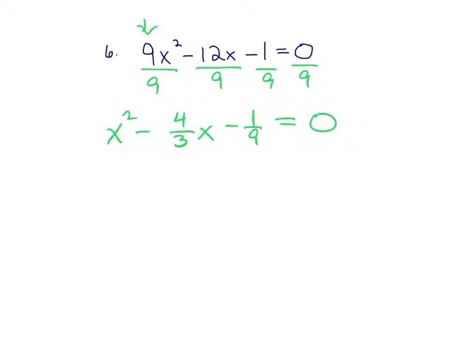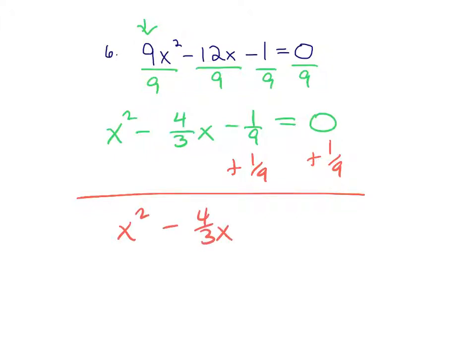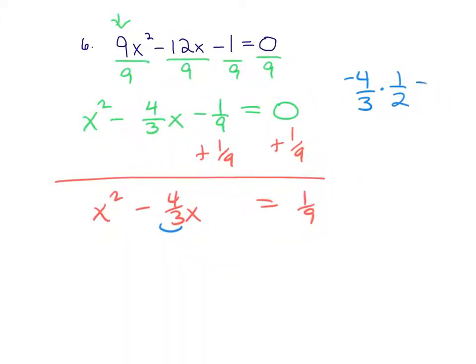I need to move the constant, that's step 2. So I'm moving the 1/9. X squared minus 4/3 x equals 1/9. I now take the b term, divide it by 2. When it's a fraction, dividing by 2 is the same thing as multiplying by 1/2. So I'm going to simplify this, and I get negative 2/3. I now take the negative 2/3 and I square it, and I get 4/9.